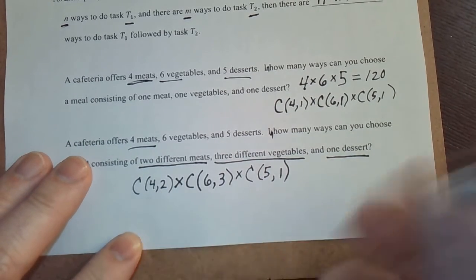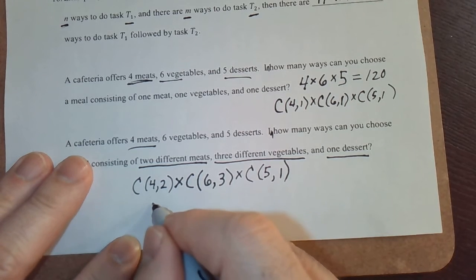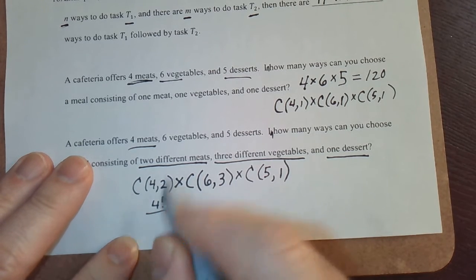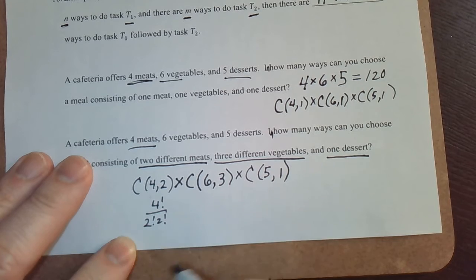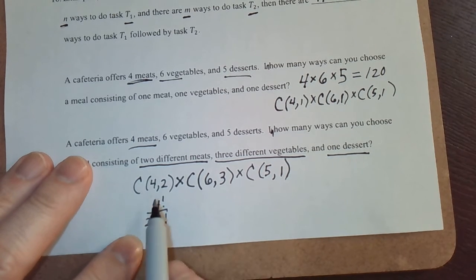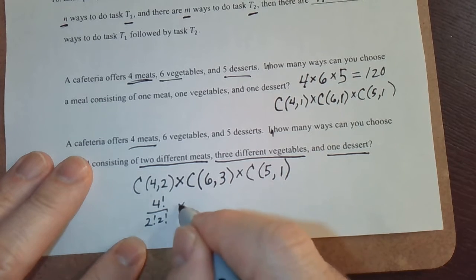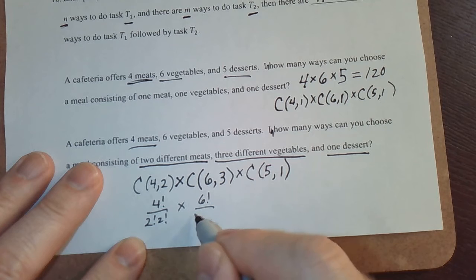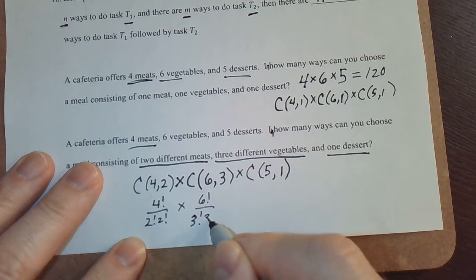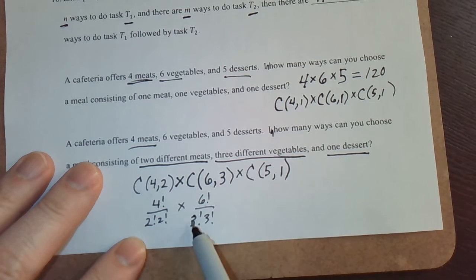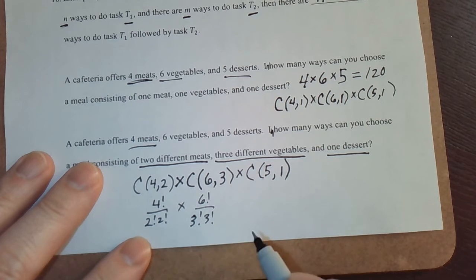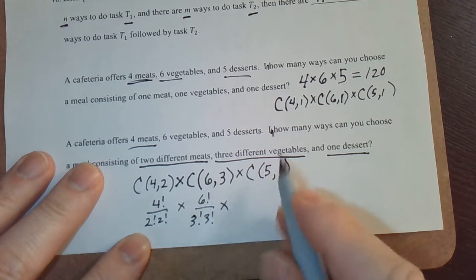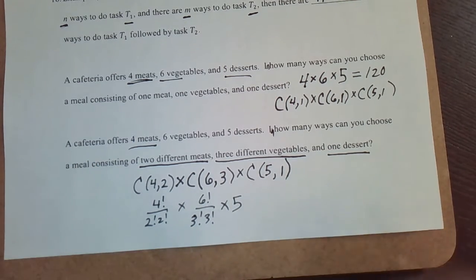Now, I'm going to require that you simplify this, so maybe I'll do that real quickly. 4 choose 2, I remember that's 6. It's 4 factorial over 2 factorial, 2 factorial. The first 2 came from the 4 minus 2, and then that 2 is the second one. Times 6 factorial over 3 factorial, 3 factorial. 6 minus 3 is 3, and then that 3 gets copied down there. Times 5 choose 1. I'm not even going to write it down. We know that 5 choose 1 is 5.